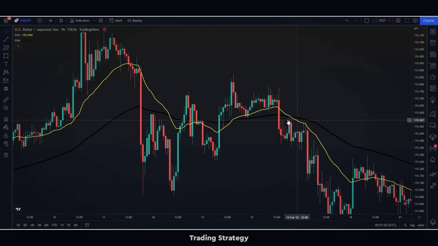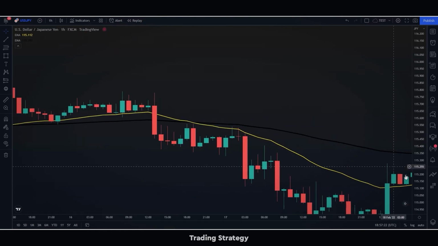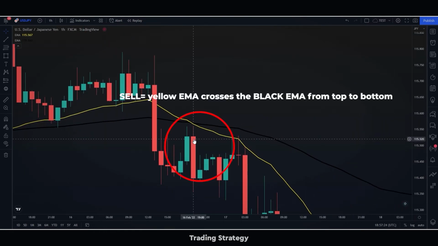To carry out a sell operation, we will have to wait for the yellow EMA to cross the black one from top to bottom. At that time, we will execute the sell operation. We will set our stop loss at 50 pips if we are using the 1-hour chart and at 100 pips if we are using the 4-hour chart, and a take profit of 2 to 1, that is, twice our stop loss.